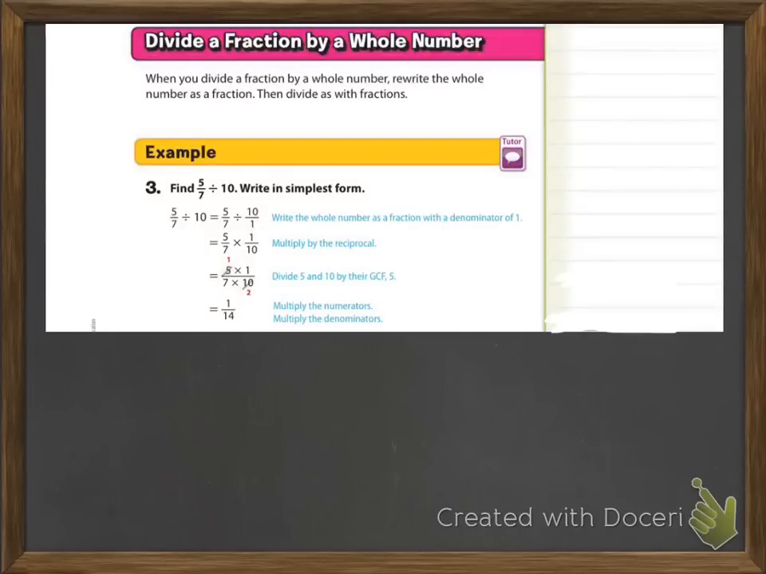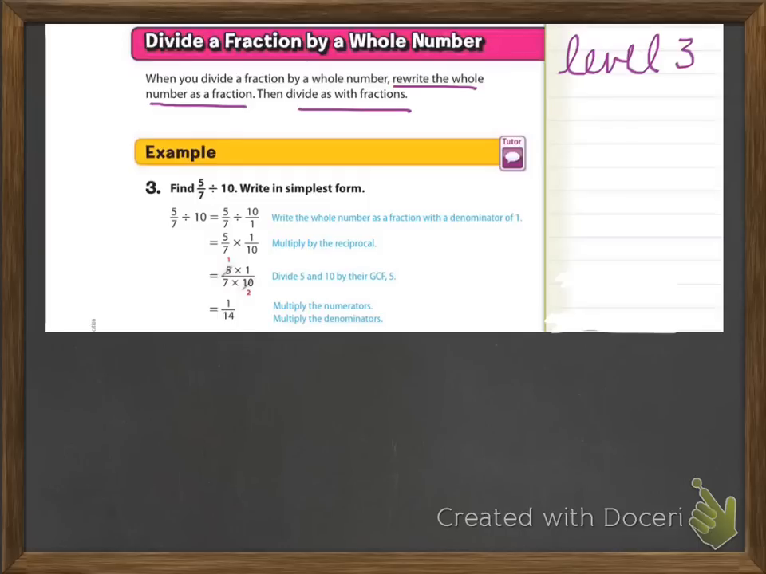All right, this next section is pretty easy. It says to divide a fraction by a whole number. Now this goes back to that level 3. So if you're looking at your scale, it should be on a level 3. Okay, so again, this is a level 3 and it's dividing fractions and whole numbers. So the first thing that they want you to do when you divide a fraction by a whole number is to rewrite the whole number as a fraction. Then you divide as you did with fractions. So this is really pretty simple concept.